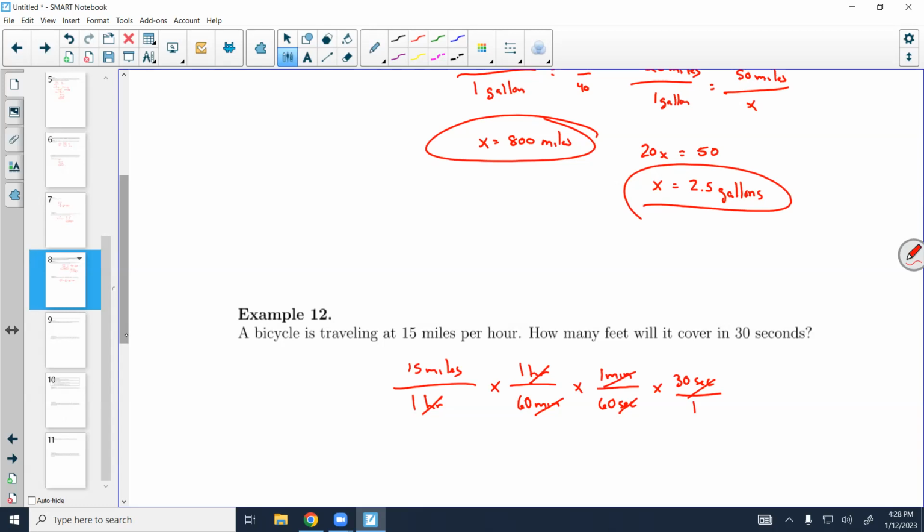Does anybody know offhand how many feet are in a mile? I think that's right, yeah. So now we multiply by 5,280 feet per mile. So now the miles cancel. So what am I left with? I'm left with simply feet. That's going to be my unit.